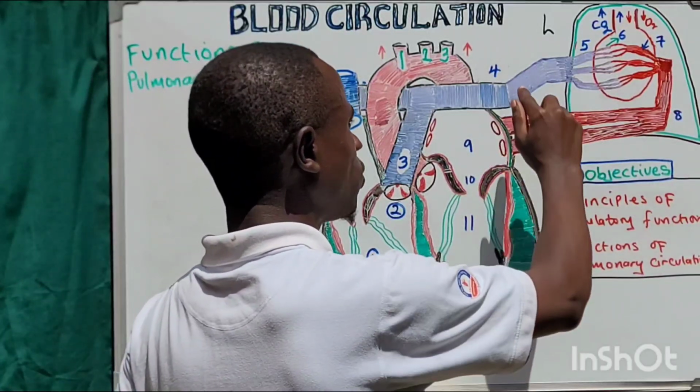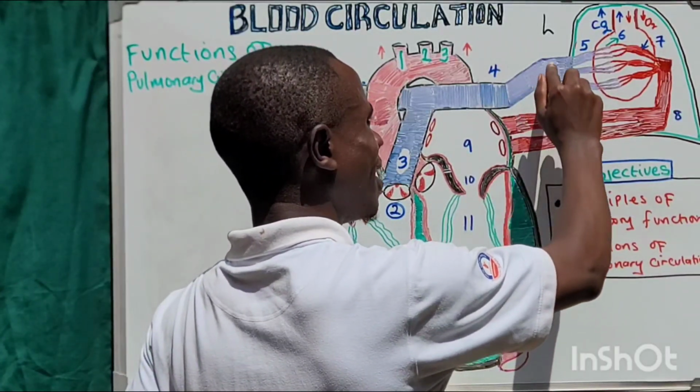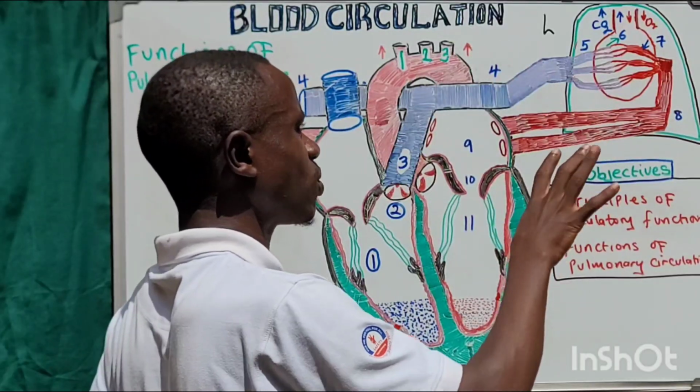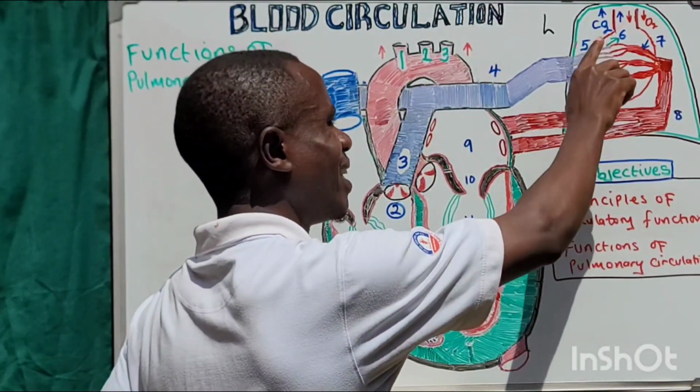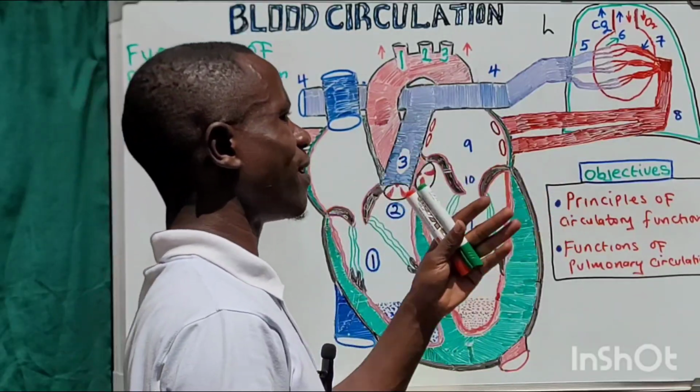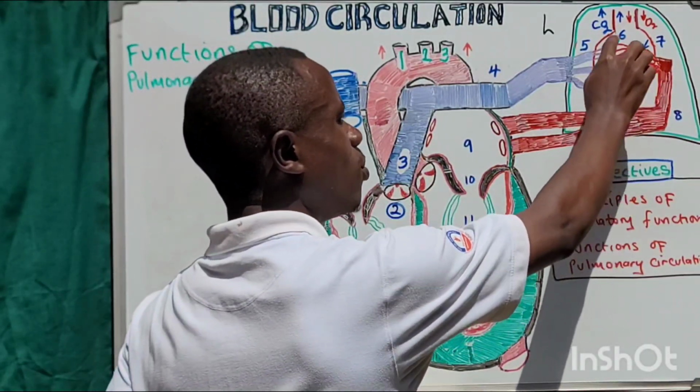We said that eventually the left pulmonary artery divides into tiny vessels, which we call the pulmonary arterioles. Then the pulmonary arterioles split further into the pulmonary capillaries.